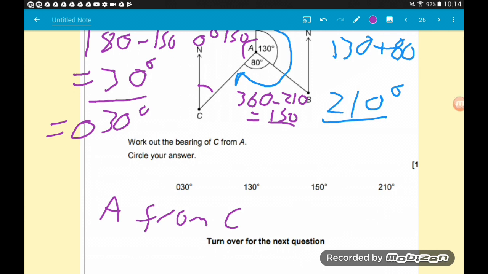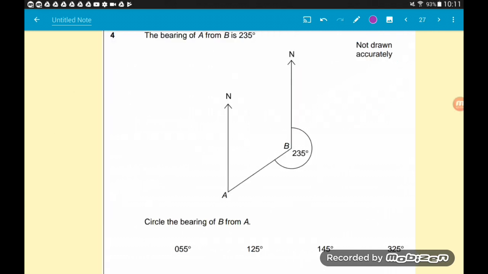Okay, next up we've got another bearing question. Here the bearing of A from B is 235 degrees. We want to work out the bearing of B from A. So much the same situation as the second part we did on the last page. We want this angle here. To get that, we need to work out this angle here.